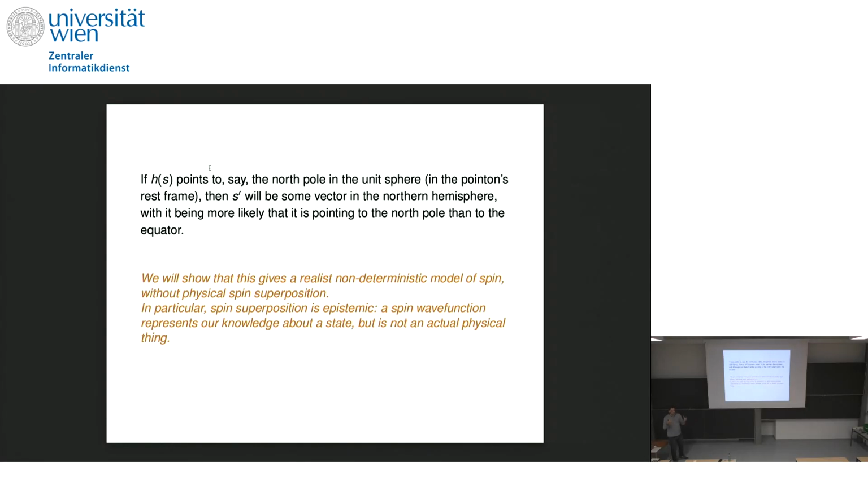So for example, if H of S points to, say, the North Pole, so our spin is in the direction of, we have our Bloch sphere, and H of S points to the North Pole in this unit sphere in the pointon's rest frame, then S prime will be some vector in the northern hemisphere, with it being more likely that it's pointing to the North Pole than to the equator. So that's all it's saying, but this is the new spin vector we get when we leave this smaller dimensional tangent space and go to a higher dimensional tangent space. Then we'll show that this gives a realist non-deterministic model of spin without physical spin superposition.